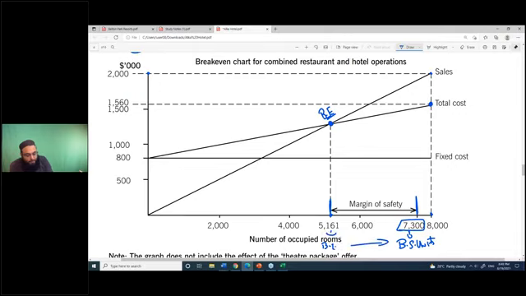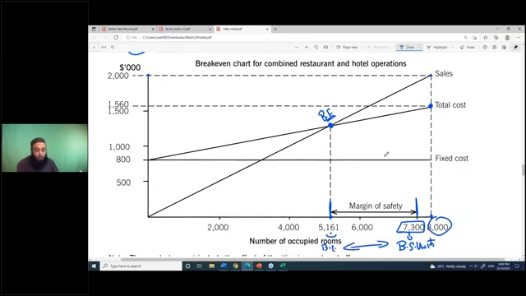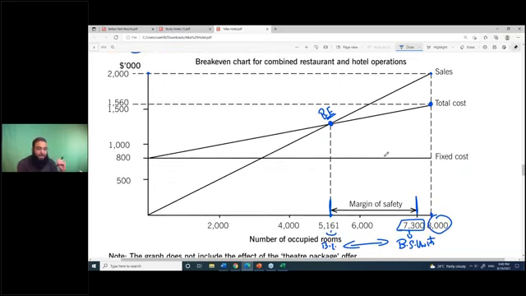So what confusion the examiner is trying to create and trap you with here is this 8,000. Remember, this 8,000 is an example, it's an illustration, but your actual estimated budgeted sales that you are planning that you will achieve is 7,300. And this is how they have worked out MOS here. Got it?